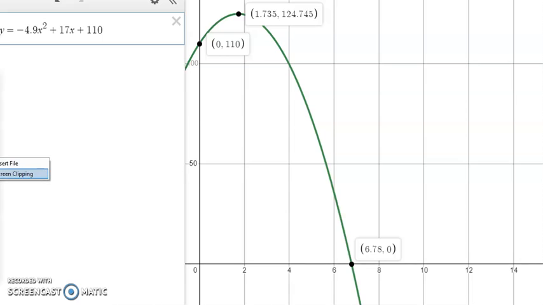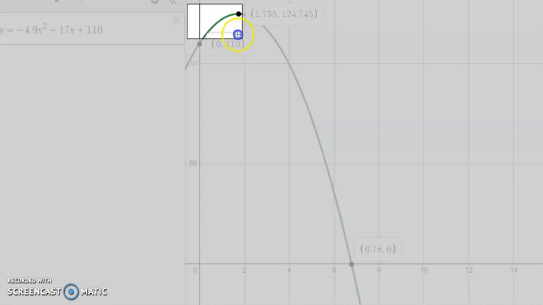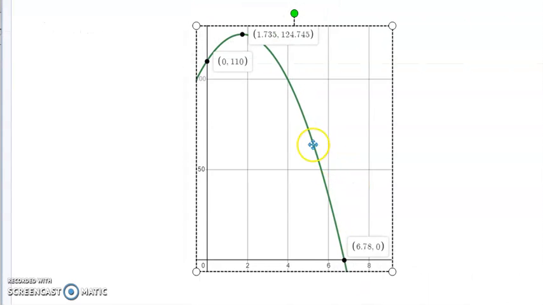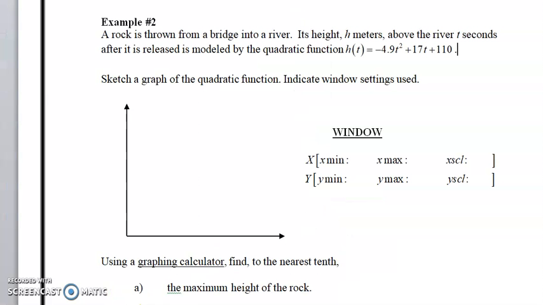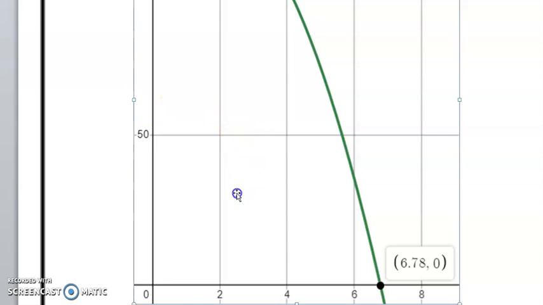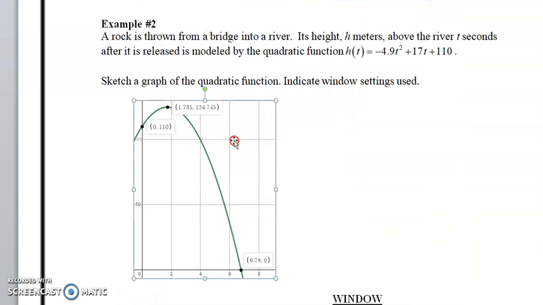So I'm going to take a picture of that. And there's your sketch. Remember, we only need quadrant 1 here. We do not need the rest of the quadrants. They're not necessary.